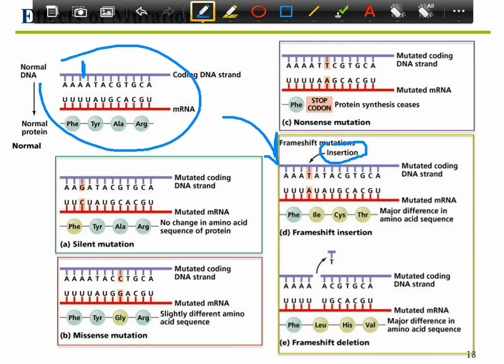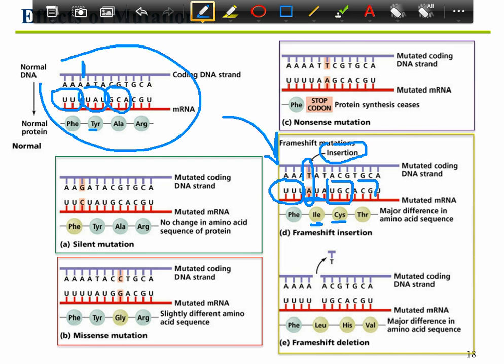codon change. Note the first codon was UUU here. It's still UUU here, so it hasn't changed. The next codon would have been UAU, coding for tyrosine, but because of that base pair added, we now have a codon AUA, which doesn't code for tyrosine, it codes for isoleucine. The next codon would have been GCA, but it's not. It's now UGU, which codes for cysteine.